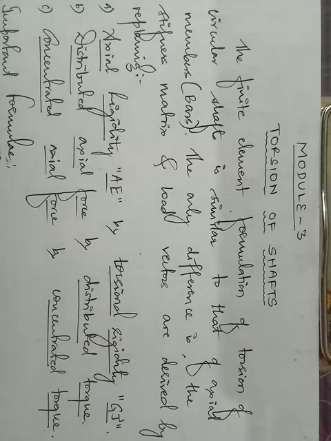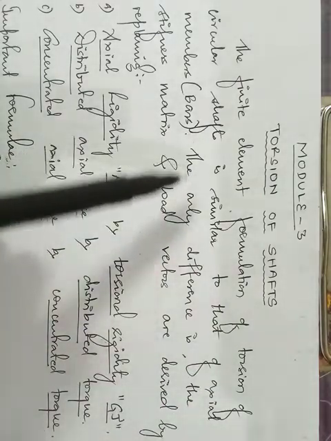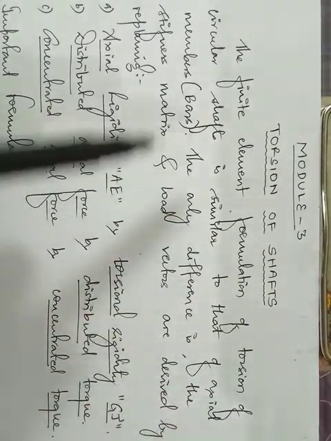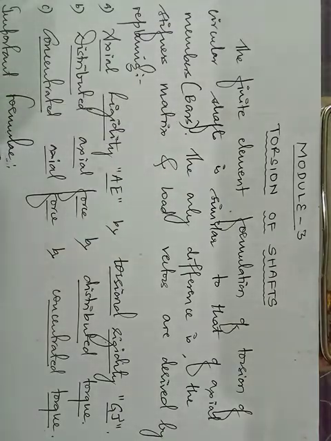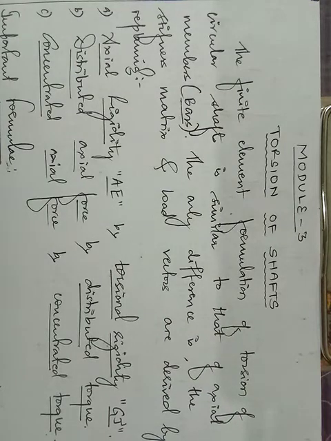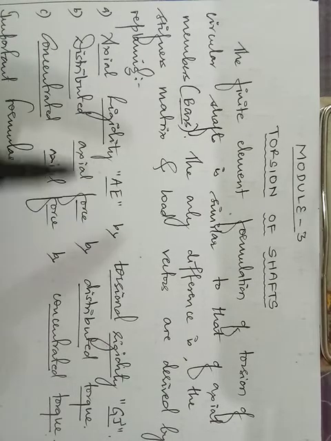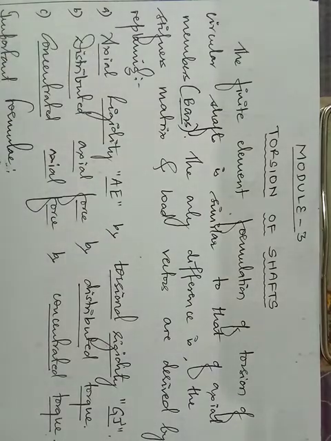I have listed a few important points for you. The finite element formulation of a circular shaft is similar to that of axial members, by which I mean bars in this case. The only difference is that the stiffness matrix and load vectors are derived by replacing axial rigidity, the product A into E, by torsional rigidity G into J.